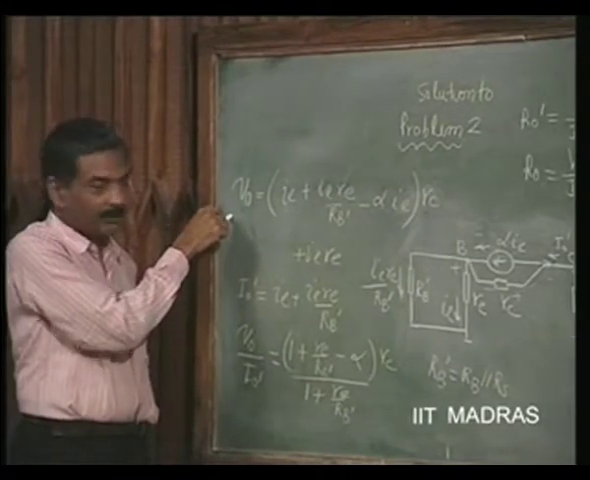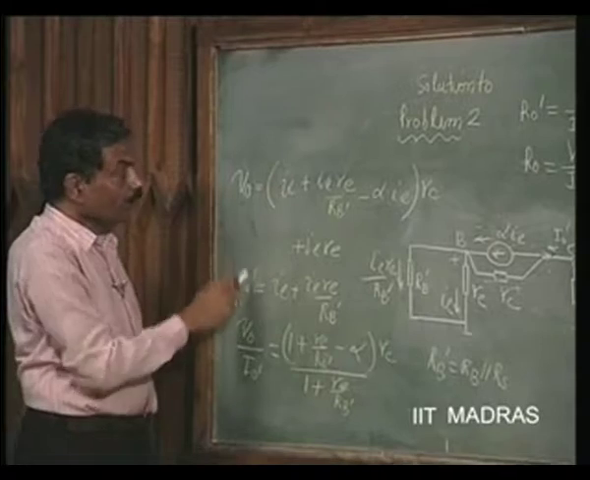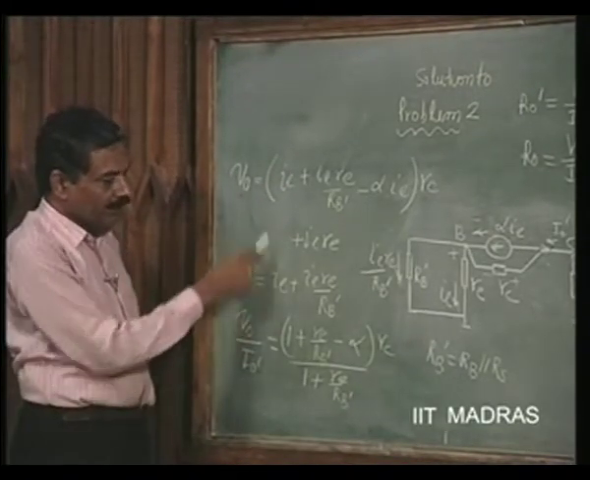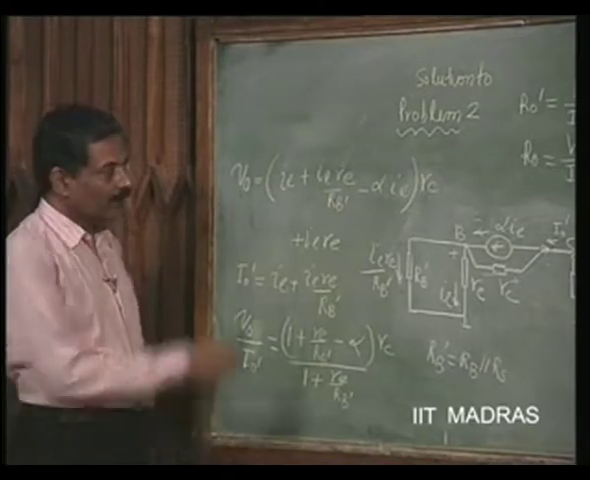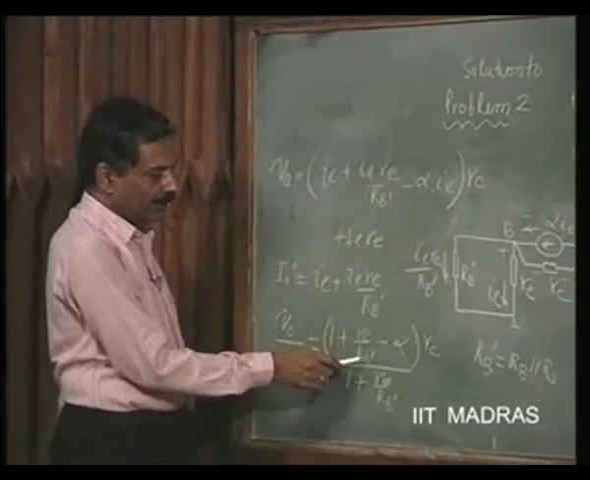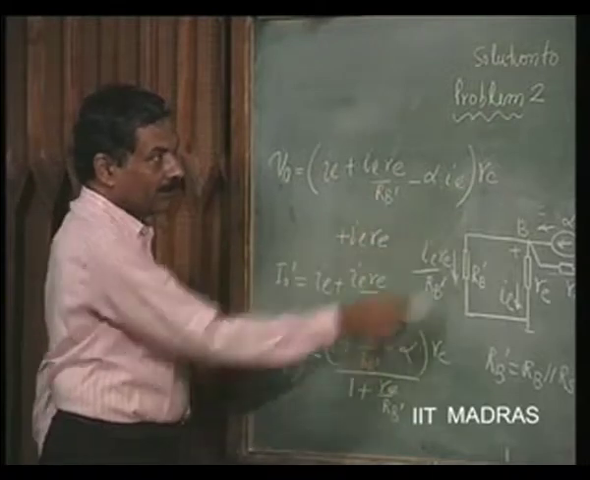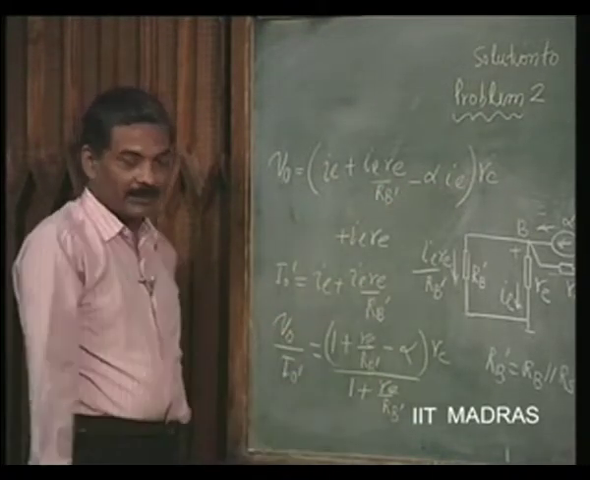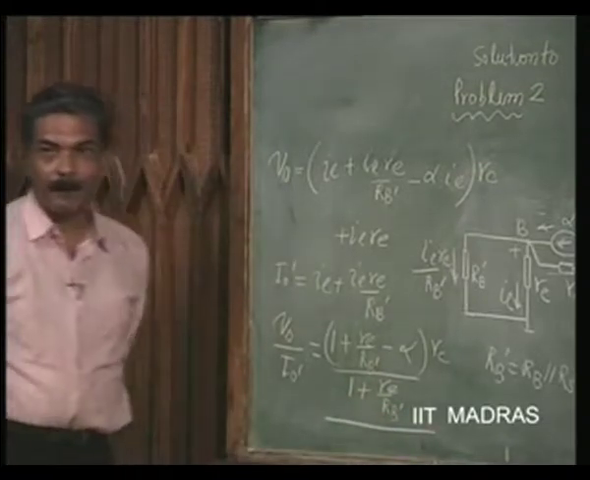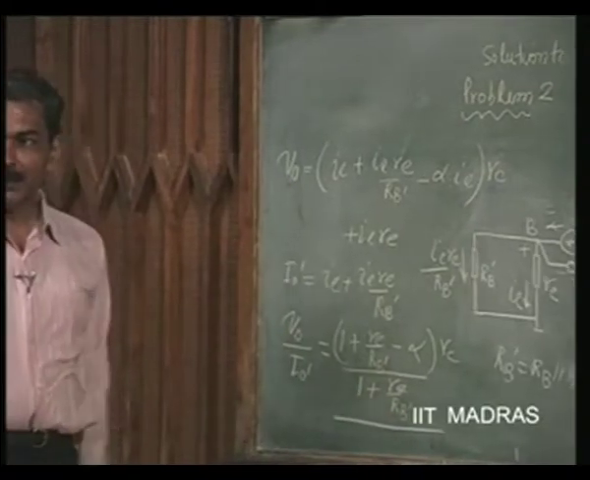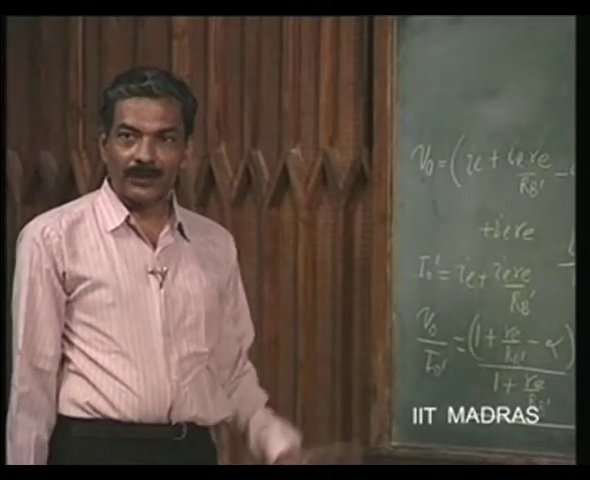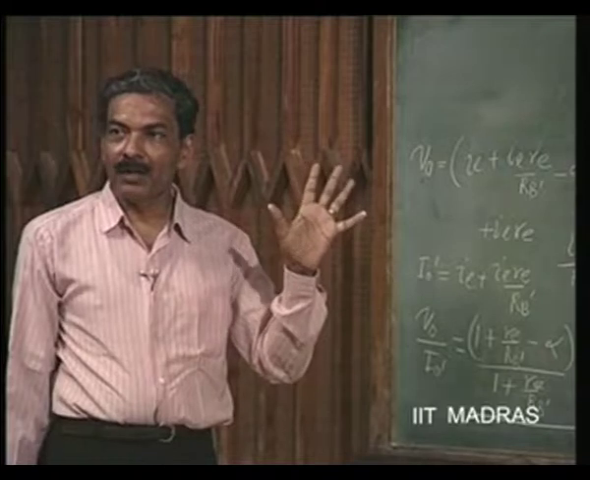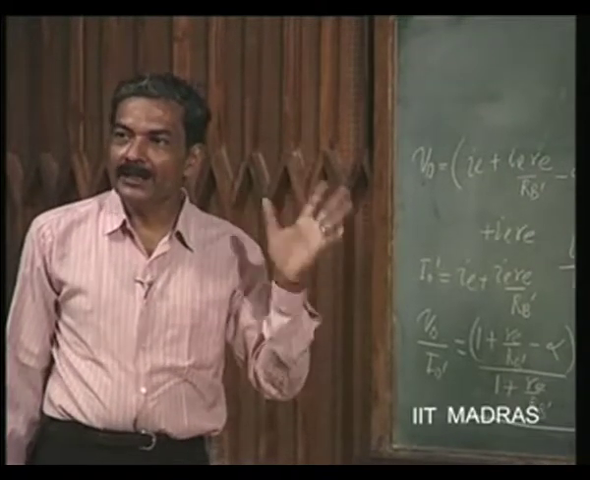Now, V naught by I naught prime, therefore, is very clearly, IE will get cancelled, 1 plus RE by RB dash minus alpha, into RC, divided by 1 plus RE by RB dash. This is an important expression, giving in general the output impedance looking in from the collector of any transistor amplifier.